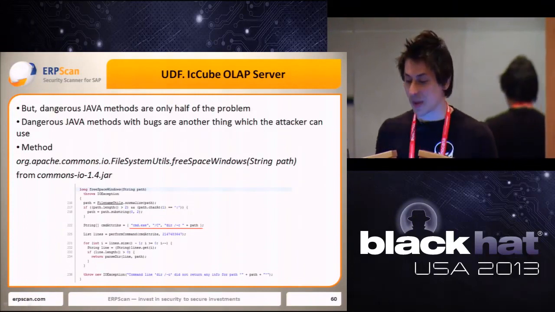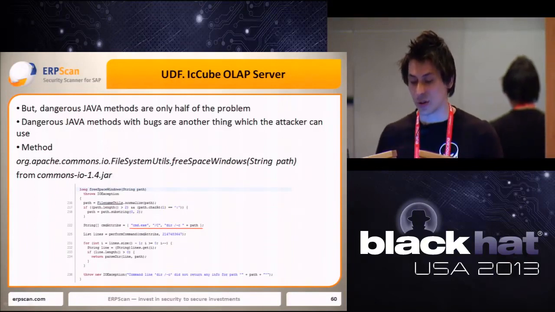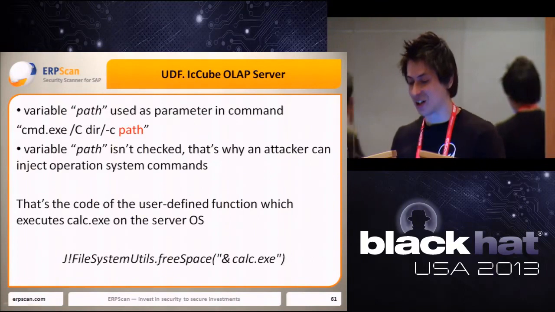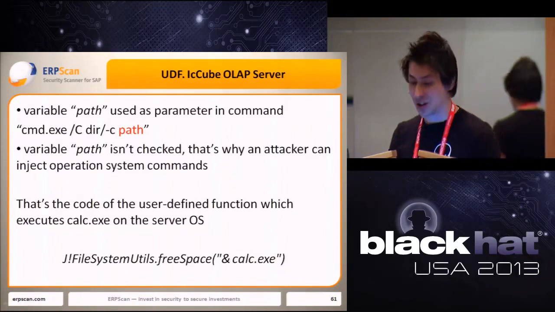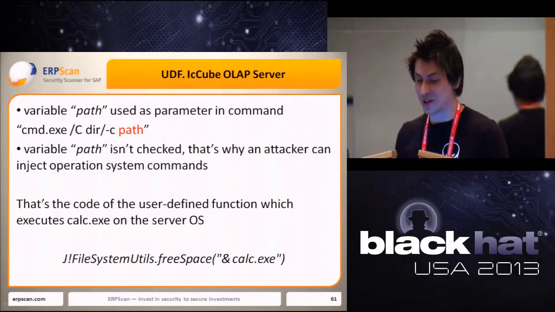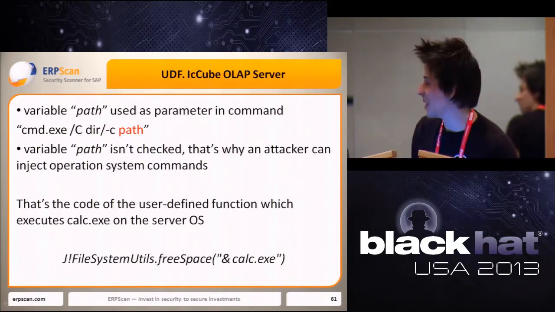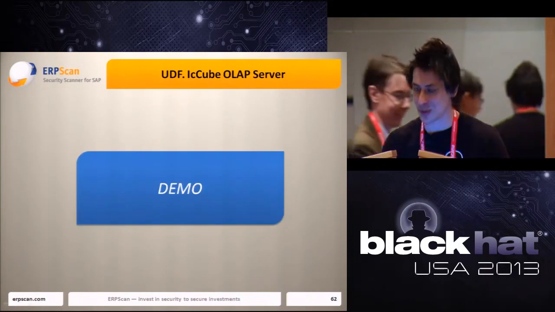An example: there is a method called free space windows which returns information about the hard drive space occupied by a certain directory. But look how it's implemented. Our command injection is self-evident here because the path parameter is not checked in any way by the writer, just concatenated to the dir command. The code of calling calculator, for example, is quite simple and elegant. Just call the free space method and point to calc.exe. Let me show how it works.